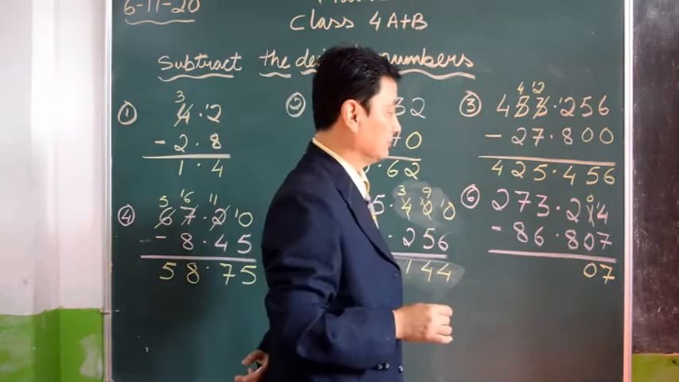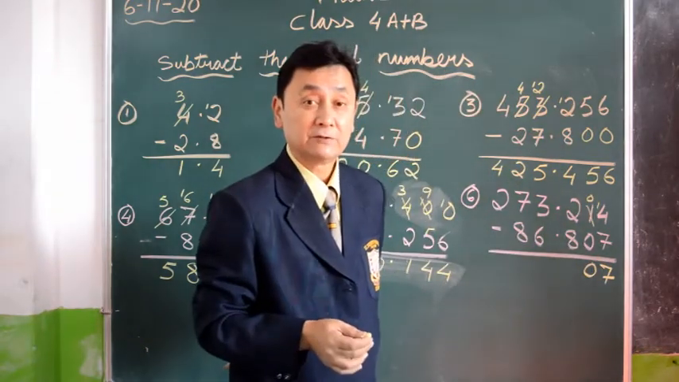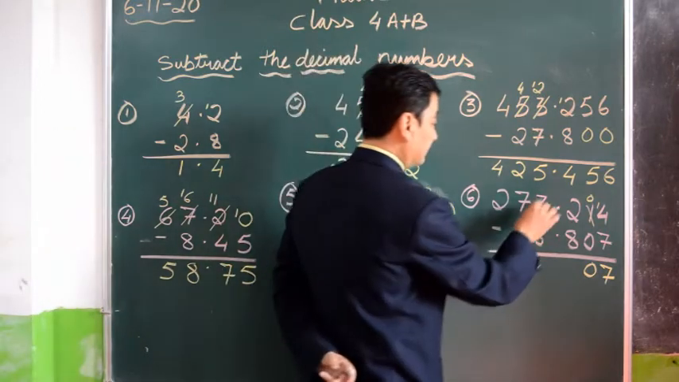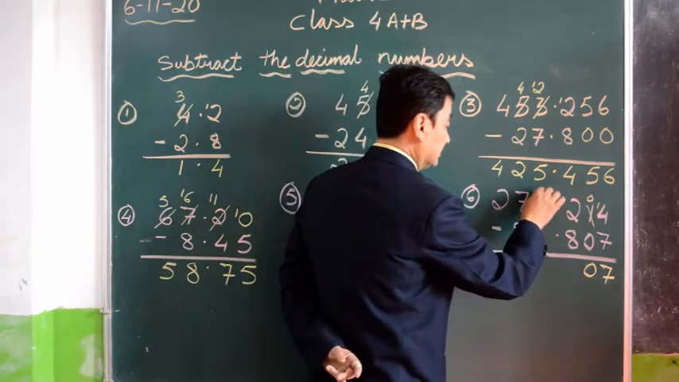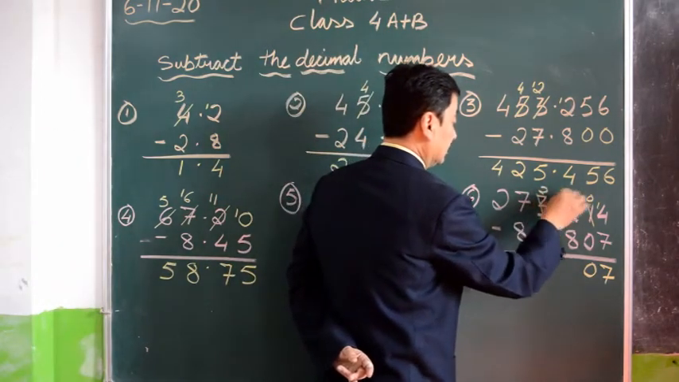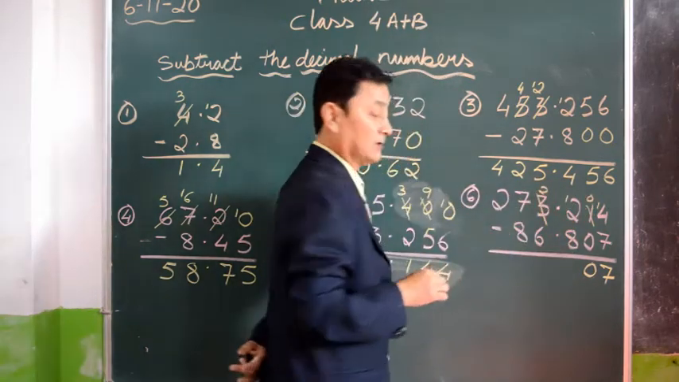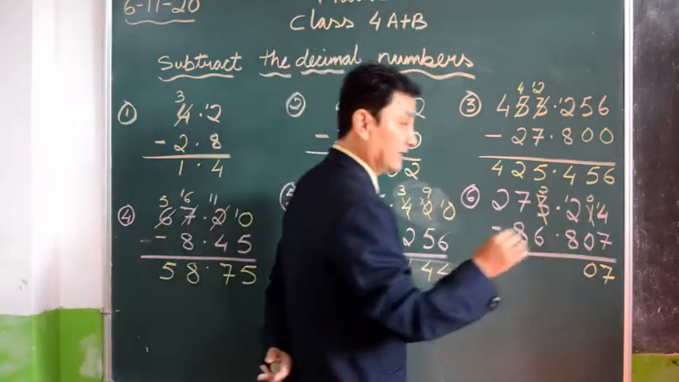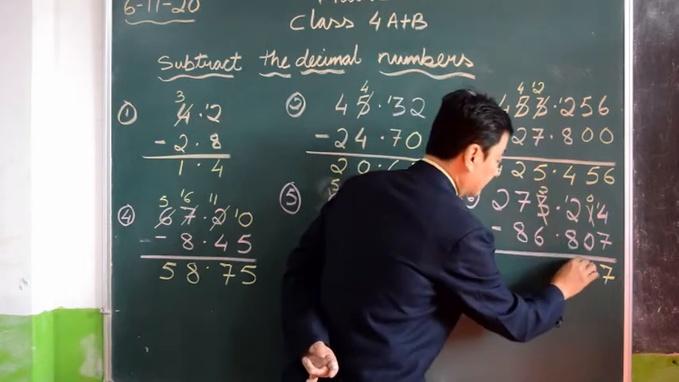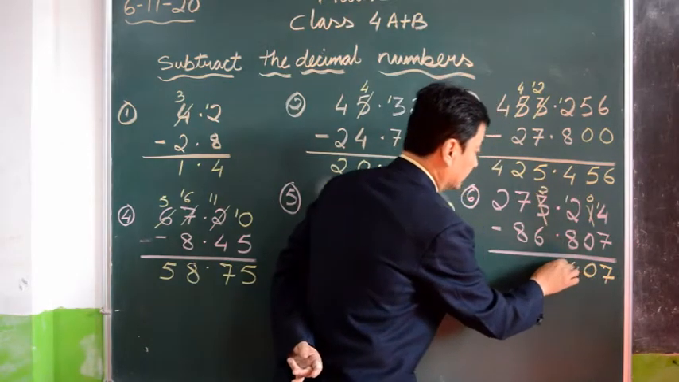Top number is 2. Bottom number is 8. What must we do? Very good. Borrow from which number? 3. 3 becomes 2. 2 becomes 12. 12 minus 8. 8 is here. 9, 10, 11, 12. 4 point.